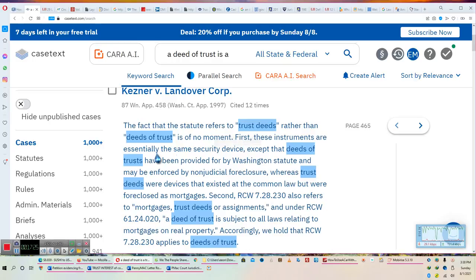For these instruments are essentially the same security device, except deeds of trust have been provided for by the state of Washington statute and may be enforced by non-judicial foreclosure, whereas trust deeds were devices that existed at common law but were foreclosed as mortgages. Now they'll give you the little Washington code. Ladies and gentlemen, let's explain something here.